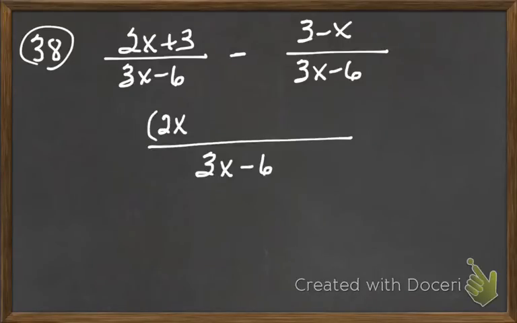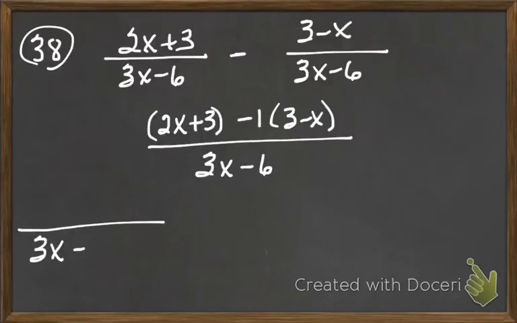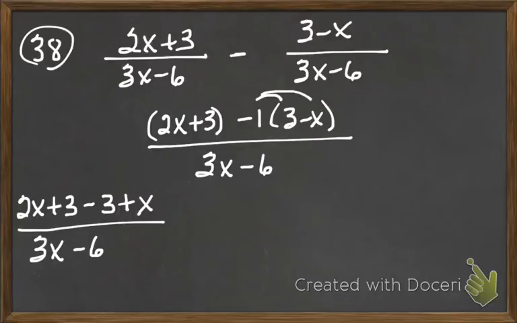Again, I'm going to suggest that you use parentheses until you really think you know what you're doing. You might want to always use parentheses. It's just a safe thing. Since I'm subtracting this time, before I combine like terms, I have to distribute a -1 into the second parentheses. So I'm going to slide over here. So I have 3x minus 6 on the bottom, and then I have 2x plus 3 minus 3 plus x in the top. If you're subtracting, you have to remember to distribute a -1 into your parentheses.